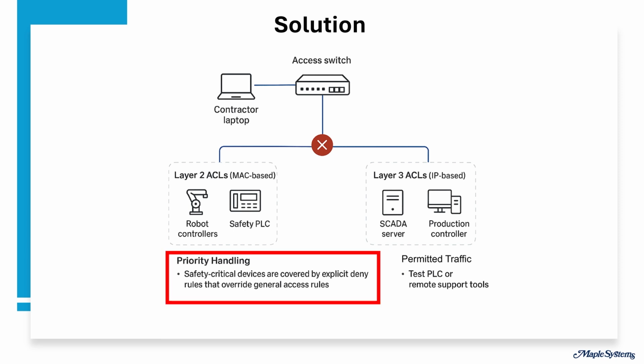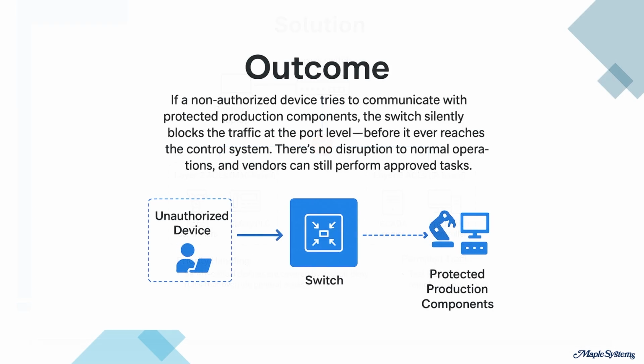So that's safety critical devices, like safety relays or interlock PLCs. These are covered by explicit deny rules that override general access rules. Normal plant traffic remains unaffected because the ACLs only act on untrusted ingress ports. What is the outcome of all this?